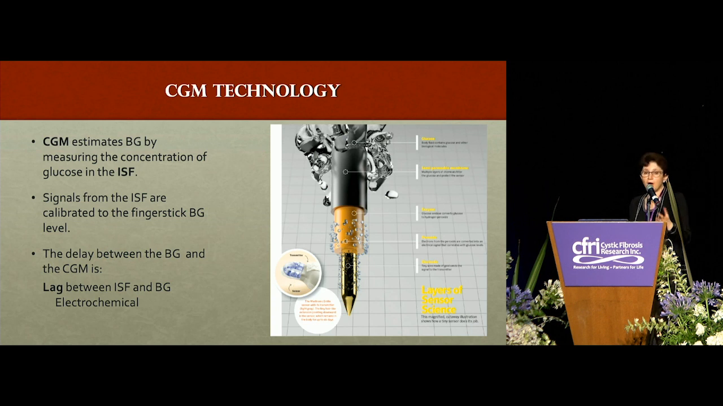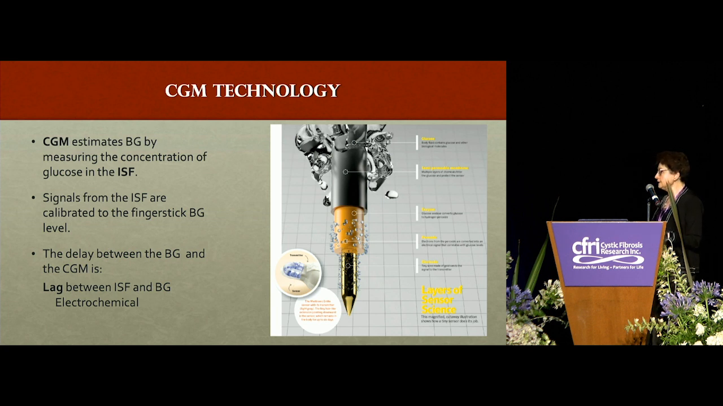So what other tools can we use to diagnose CFRD early enough to intervene early? As I mentioned previously, several studies have shown that if we intervene early, we can possibly prevent declining lung function and prevent infections. We now use continuous glucose monitoring devices more and more, in all types of diabetes. And as insurance approves, hopefully we'll be using this more and more.